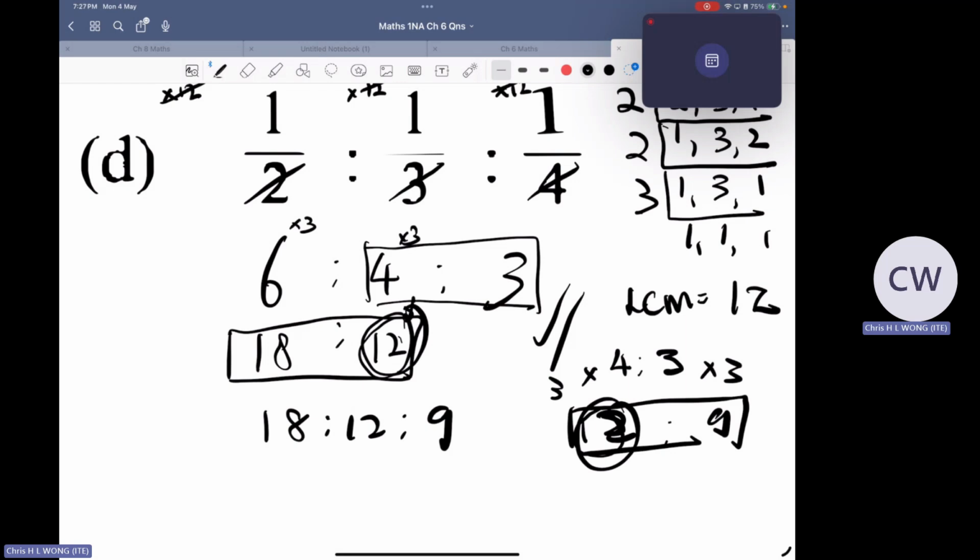So in this case you have divided by 3: 18, 12, 9. 18 divided by 3 is 6. 12 divided by 3 is 4. 9 divided by 3 is 3. You get the same answer.